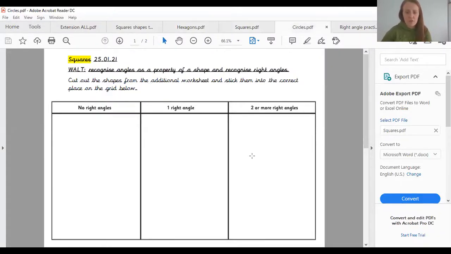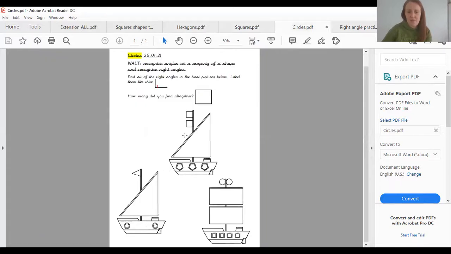And then circles, you've got 3 little pictures, 3 boats, a bit like hexagons, but maybe not as many. There are right angles hidden in each of these boats. So we want you to find them and label them the same way. Look, I've shown you up here what we saw on the video using that little symbol. And tell me how many you can find all together. That would be really good to see, and send them across to us so we can see who found the most.